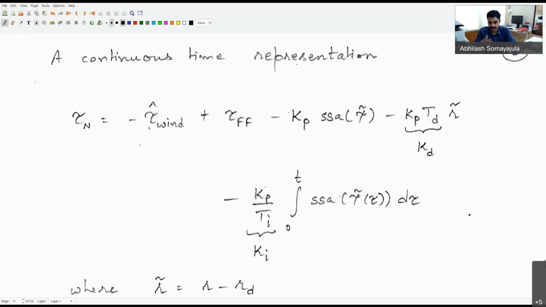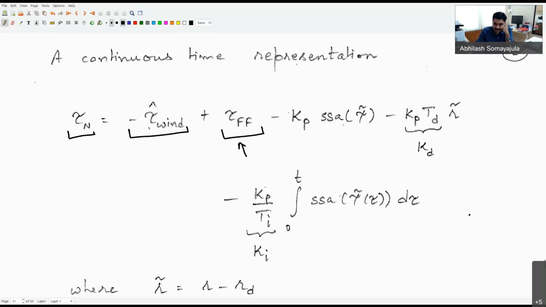Okay, so if I want to look at this entire thing in a continuous time representation, after I put everything together, so previously we looked at it in the Laplace domain, let me try to specify it in terms of continuous time what's happening. So we'll have our total control torque, or moment, equal to minus the wind feed forward term. This feed forward term, I'm yet to talk about this. I'm going to talk about this in just a bit.